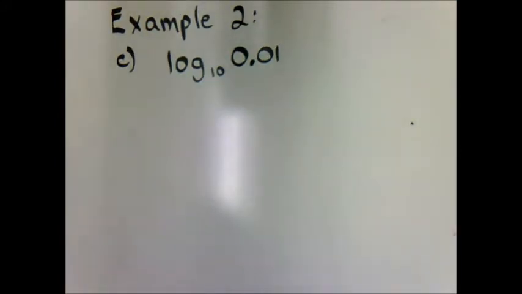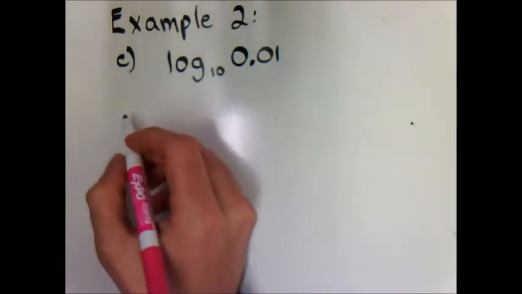Now, because the modern number system is a base 10 system, logarithms to the base 10 are called common logarithms.